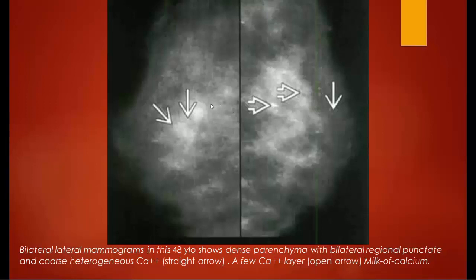Bilateral mammography showed dense parenchyma with bilateral regional punctate and coarse heterogeneous calcification, few calcium layer, milk of calcium, which is pathognomonic for fibrocystic change.